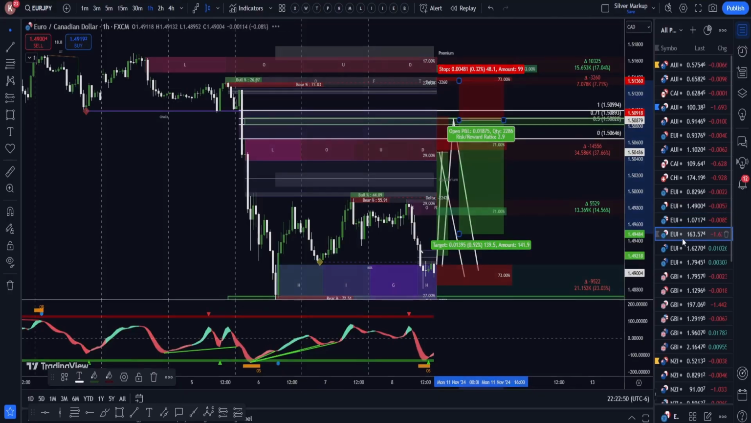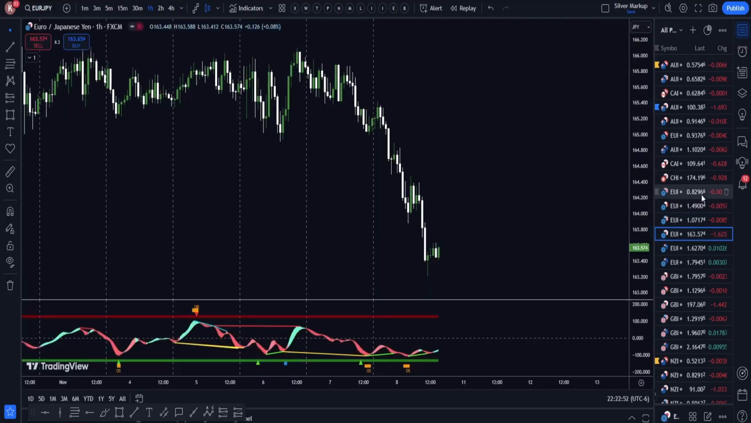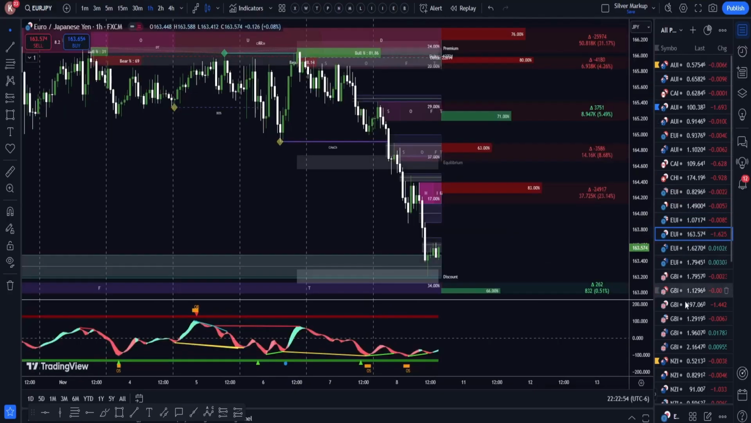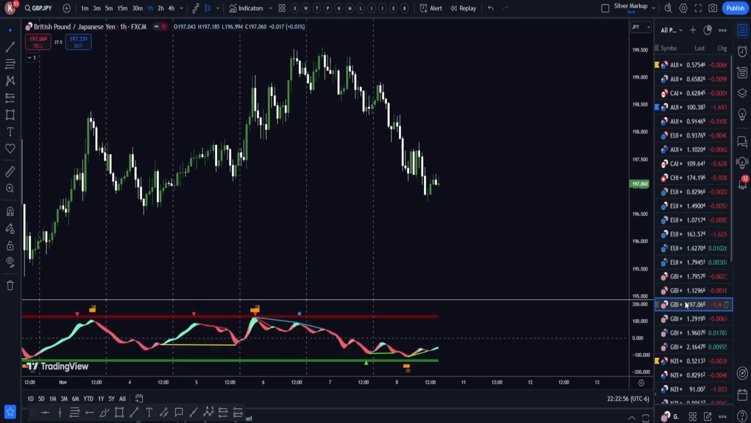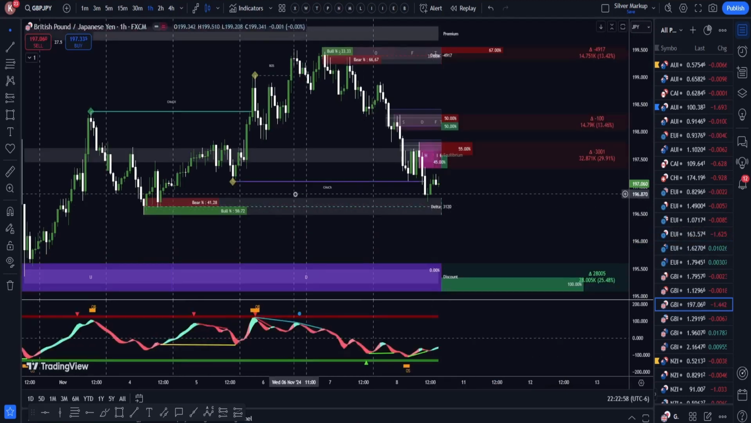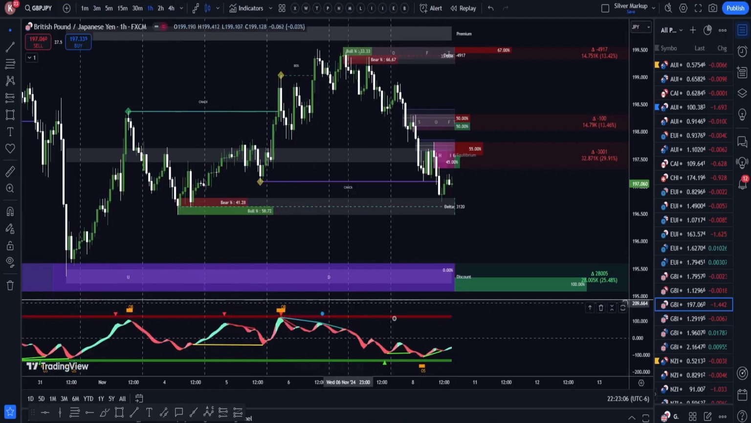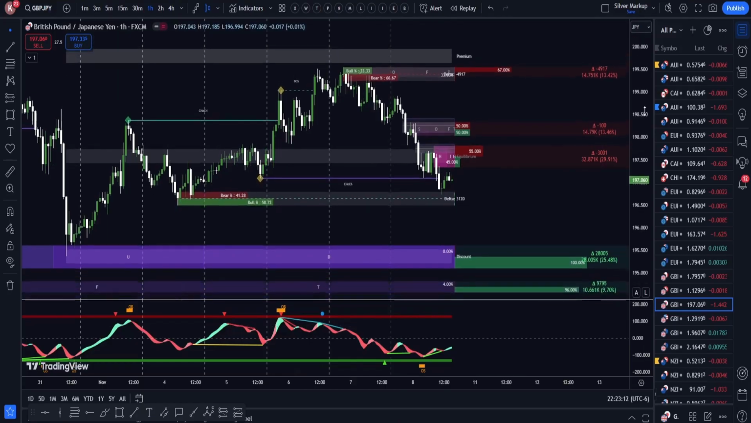Going to another pair, we're going to do it one more time. Let's go outside of the European pairs. Let's go into the Great British pair. That's fine. We can use this one. So, one thing that we can do is now we're going to look at same thing. We're going to look at where market structure is.